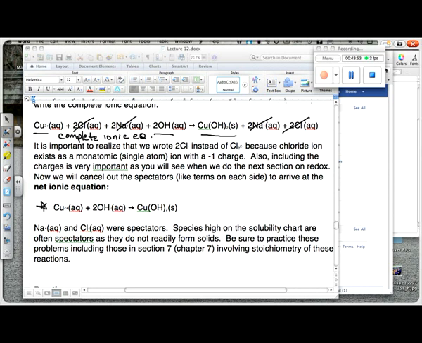Species that are high on the solubility chart are often spectators as they readily do not form solids. So most times sodiums and chlorines and so on and so forth.